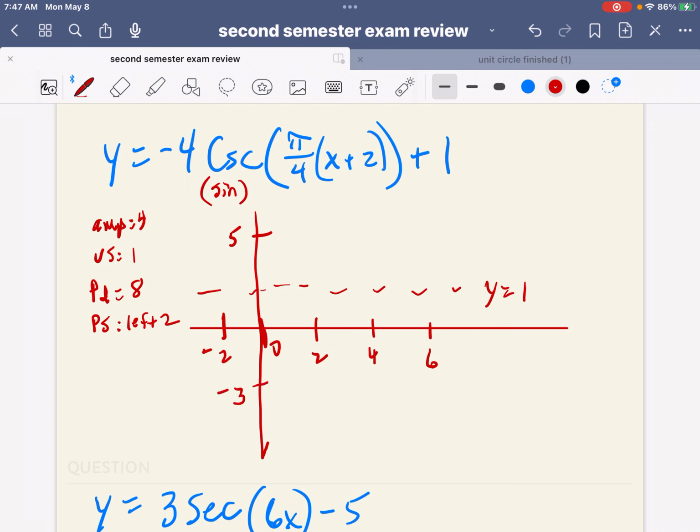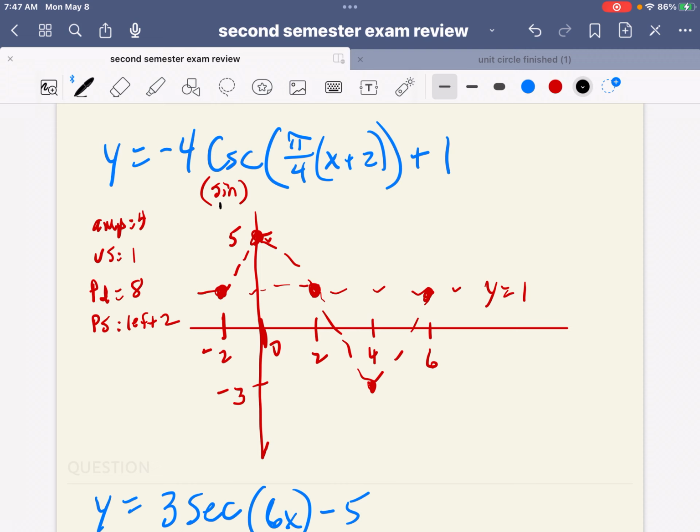So let's draw a sine wave. Middle, high, middle, low, middle. Now, we draw that dashed because we're not drawing our sine function. We're drawing our cosecant function.